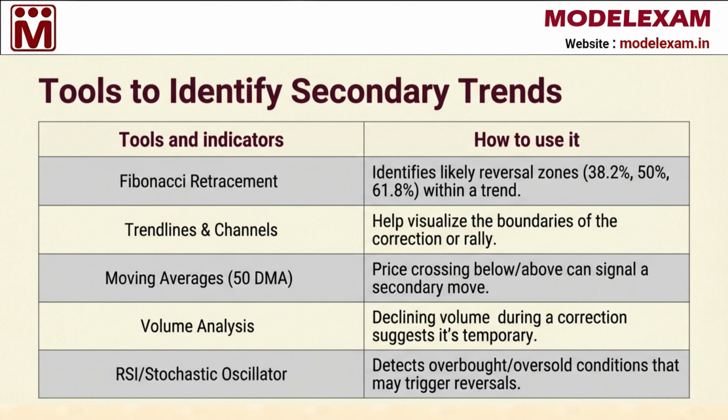To identify these secondary trends, we use a different set of tools. Fibonacci retracement is very popular. It helps find support levels like 38.2% or 50%. Trend lines and channels help us see the boundaries of the correction. If the price crosses a 50-day moving average, it might signal a secondary move is starting. Also, keep an eye on volume analysis. If prices drop but volume is low, it suggests the dip is temporary.